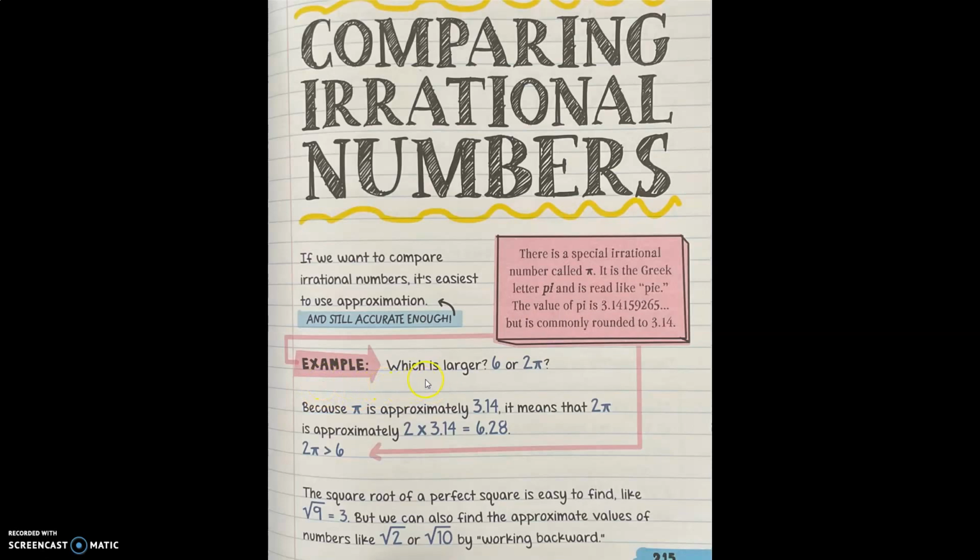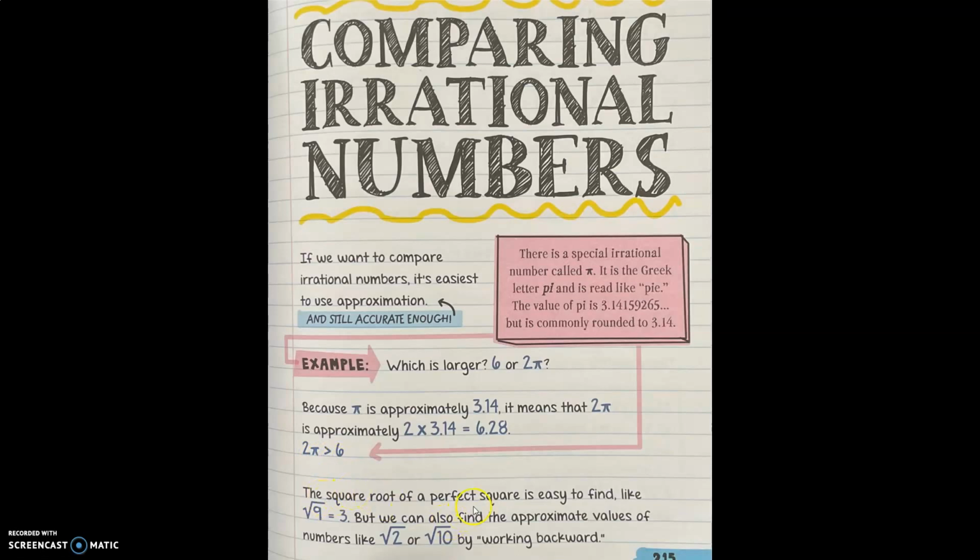To calculate the example, which is larger, 6 or 2 pi? Because pi is approximately 3.14, it means that 2 pi is approximately 2 times 3.14, which is equal to 6.28. That means 6.28 is greater than 6, so the answer is that 2 pi is greater than 6.